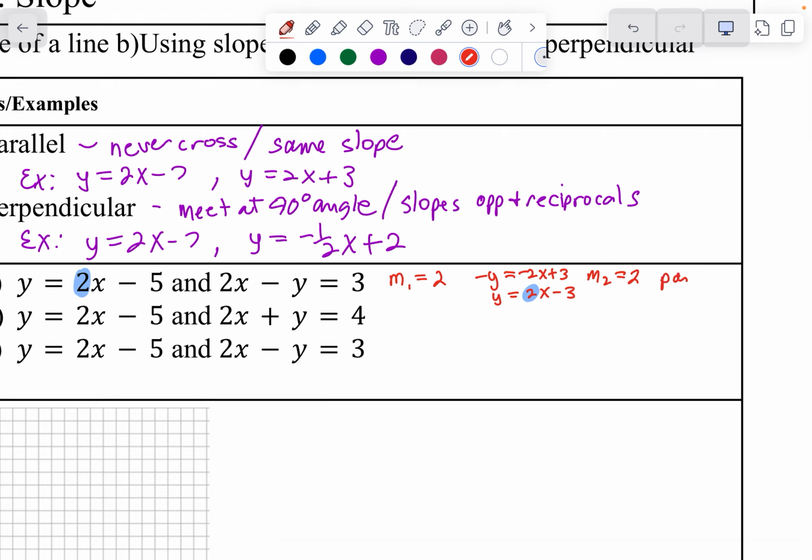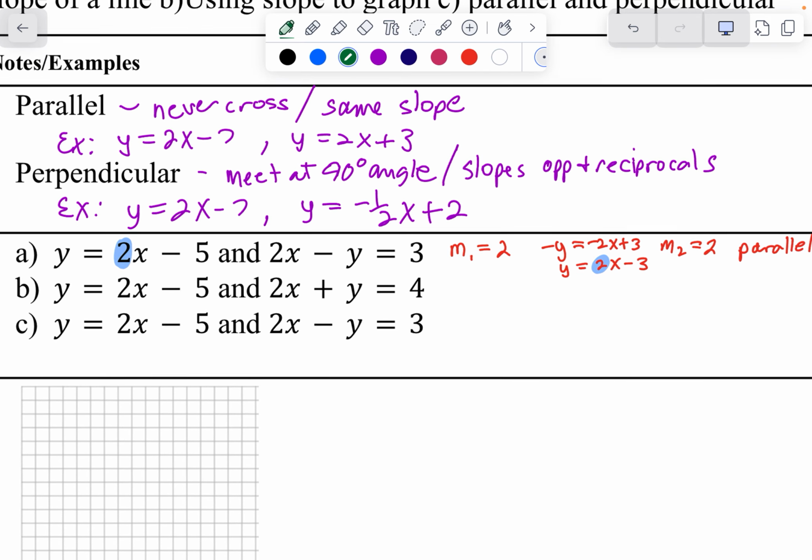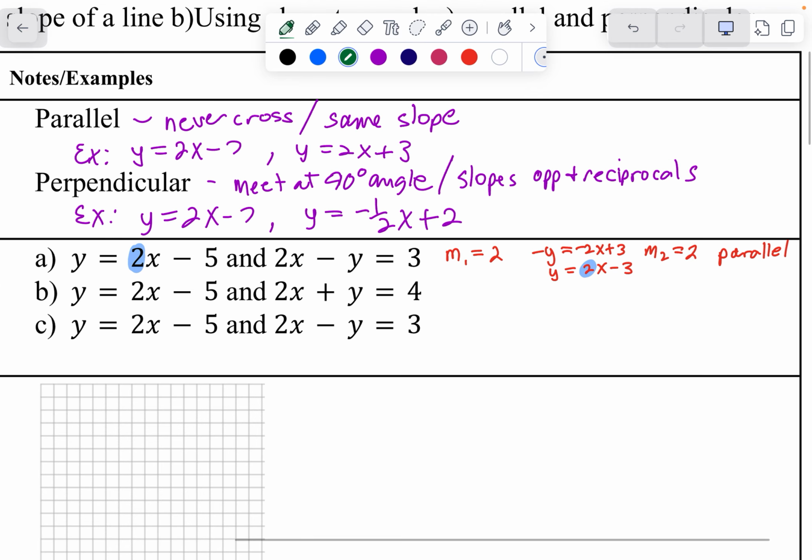So you can't always just look at them and go, oh, yeah, those are parallel. You might have to do a little rearranging to find the slope of one and then compare them, okay? Do we have any questions about that example in example 1A? Okay, now let's do the same thing for example 1B. Now again, we can see that our slope for our first line is 2.